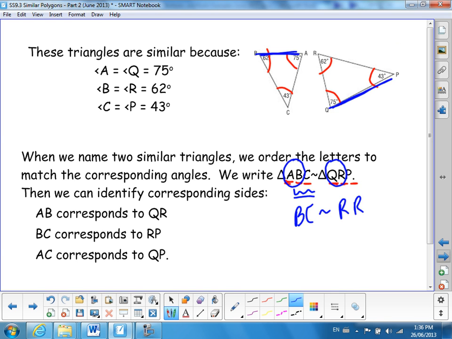So BC matches RP. Okay? And you can tell because 43 and 62 are the angles. So you can look at it that way.